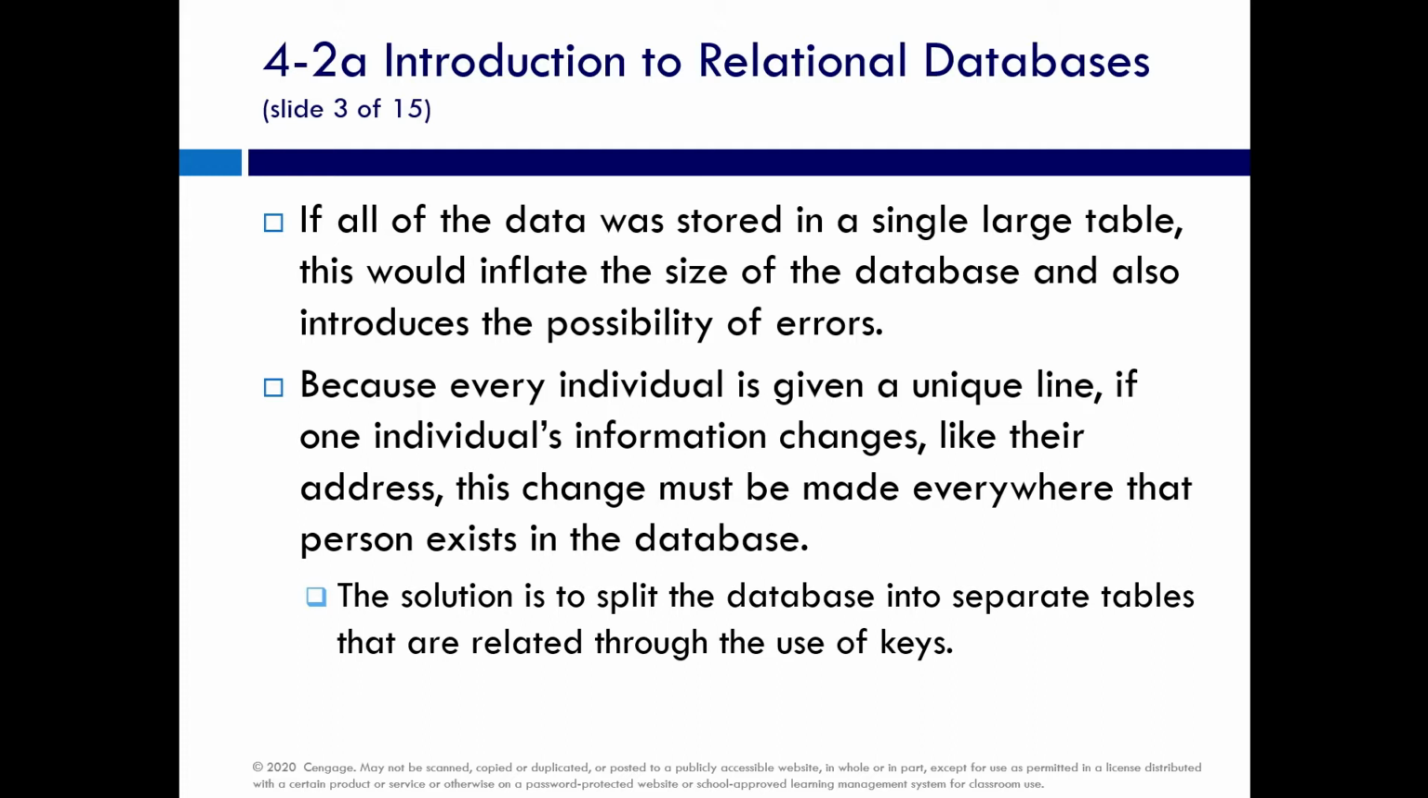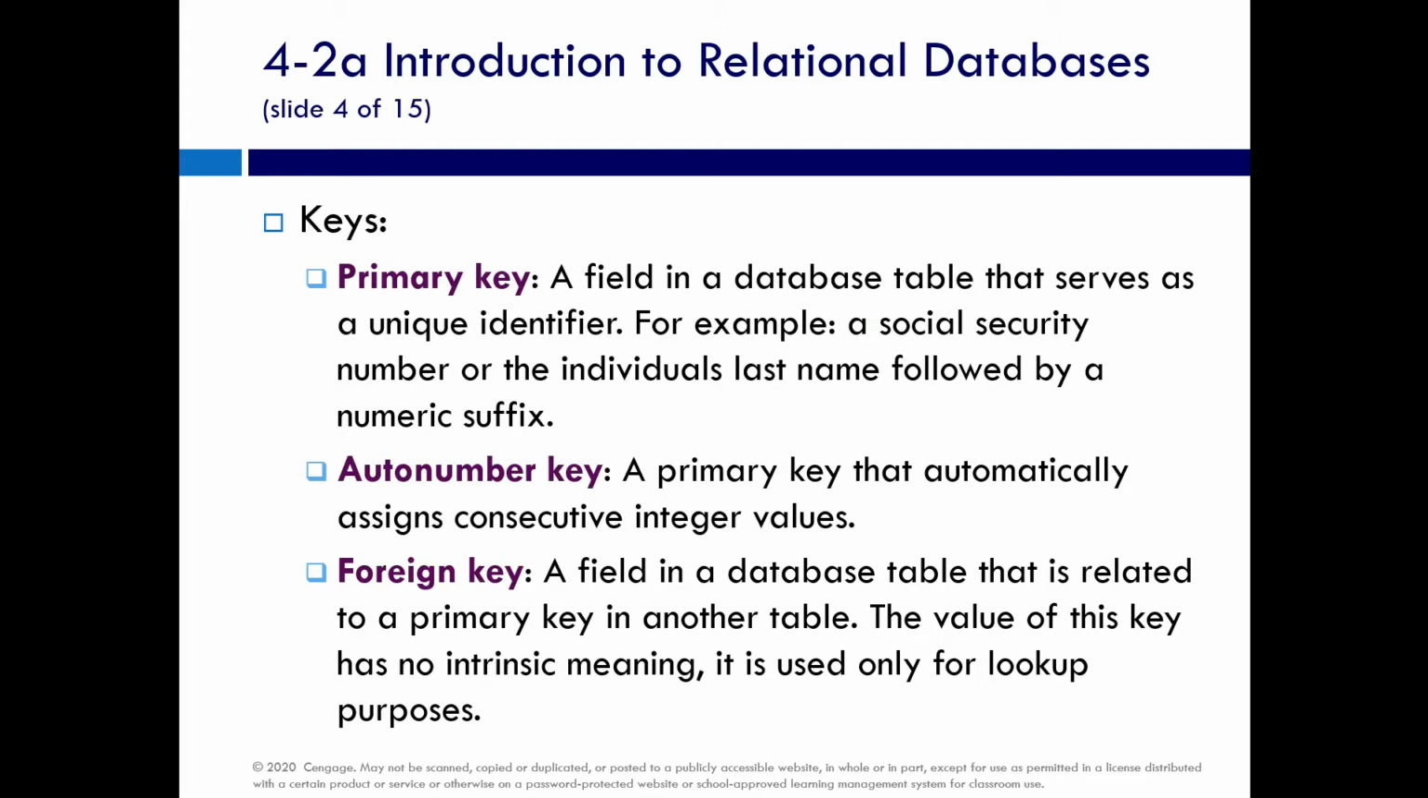The solution is to split the database into separate tables that are related through the use of keys. A primary key is a field in a database that serves as a unique identifier, for example, social security number or an individual's last name followed by a number suffix. AutoNumber is a primary key that automatically assigns consecutive integer values. A foreign key is a field in a database table that is related to a primary key in another table. The value of this key has no intrinsic meaning. It's used only for lookup purposes.